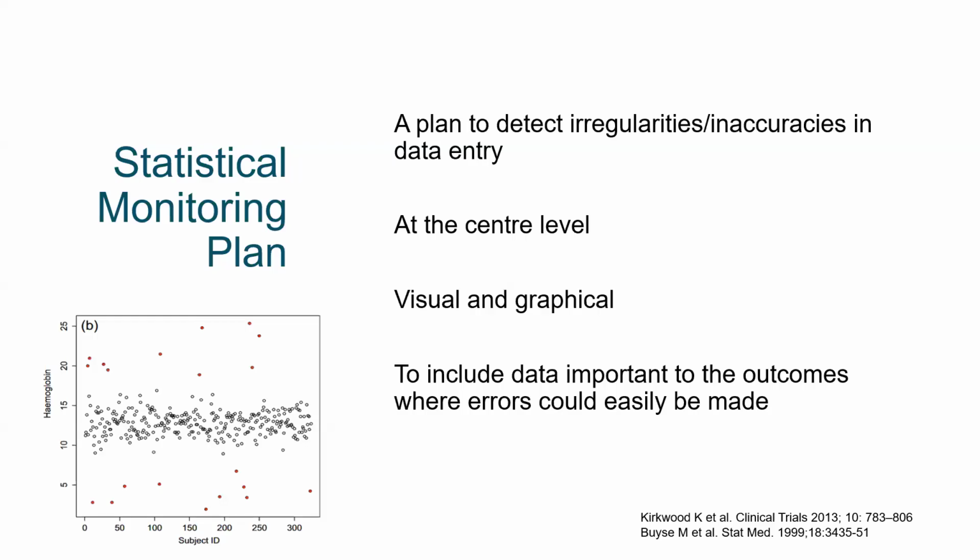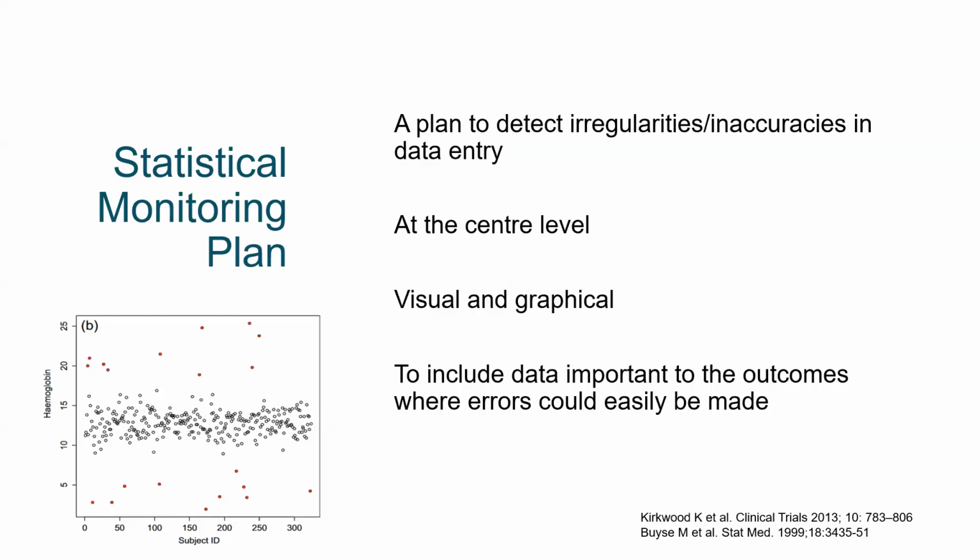I've shown you in that graph on the left-hand side an example of outliers. Everybody is centering around a hemoglobin concentration of 10 to 15, and then you've got these red dots that are very high and very low. It's something like that to determine if they're outliers, and then we would go back to the site to ensure that they've entered their data correctly.